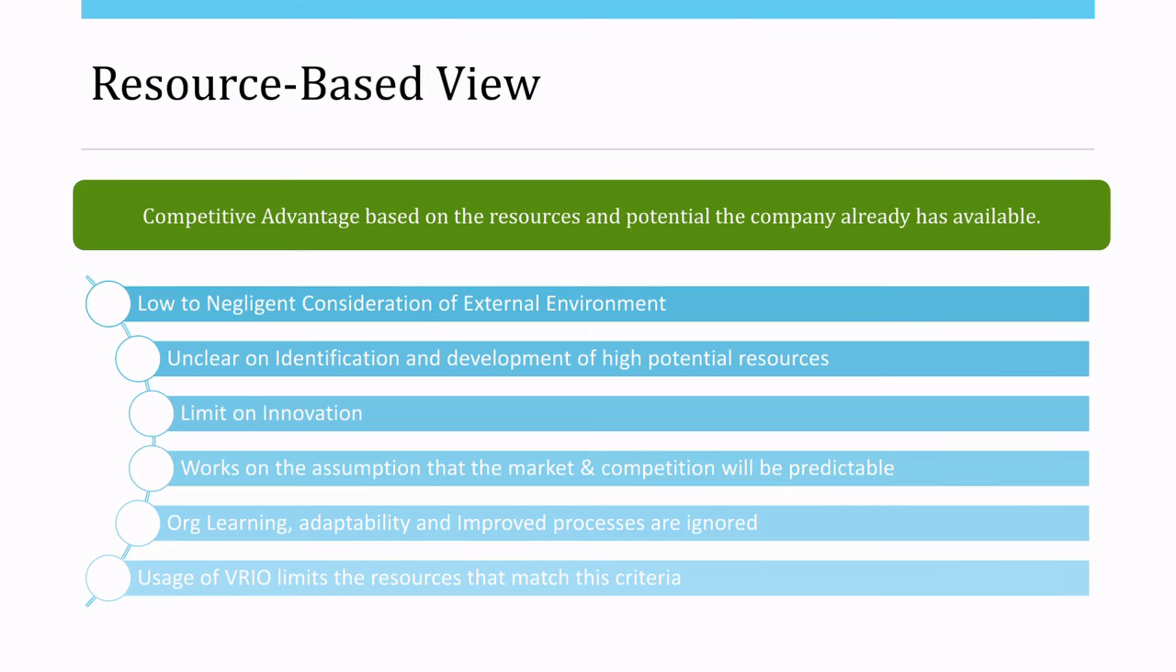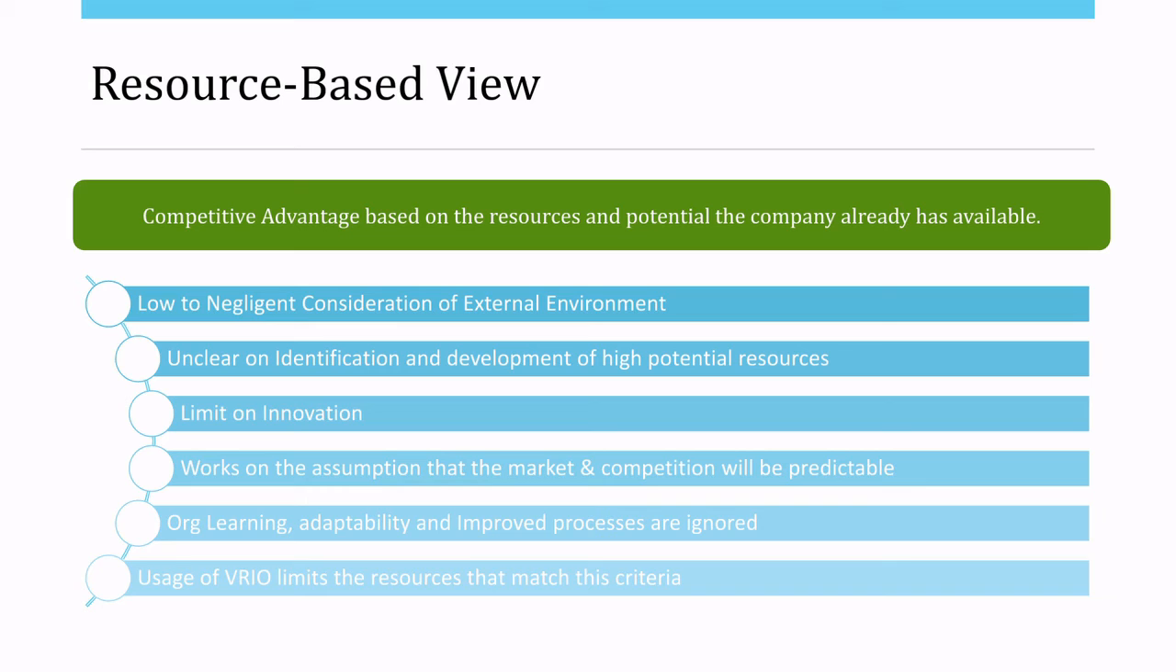Even by definition, the framework has some significant disadvantages. Not considering the external environment means that the internal analysis solely stands on what the company can do, limiting its capabilities. The framework does not have a clear way to identify and develop resources which could have high potential. It limits innovation to operational excellence, which means any competitive advantage would be short-lived. It works on the assumption that the market and competition would be stable and predictable, which makes it ill-suited for the unpredictable and constantly innovating tech environment where Apple operates.